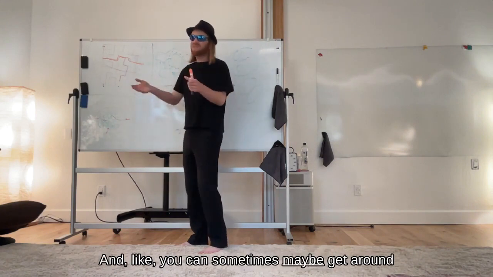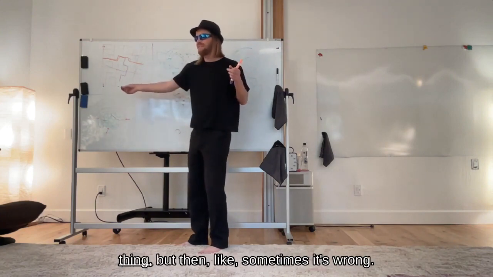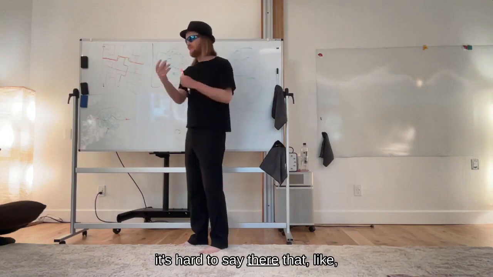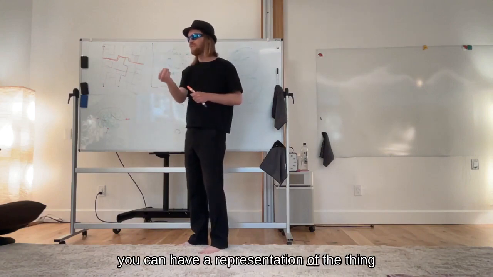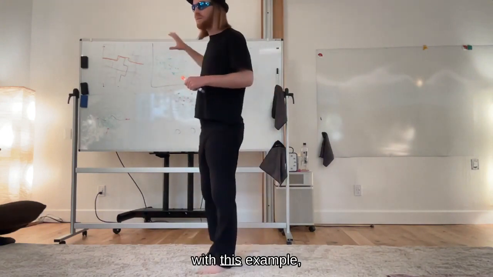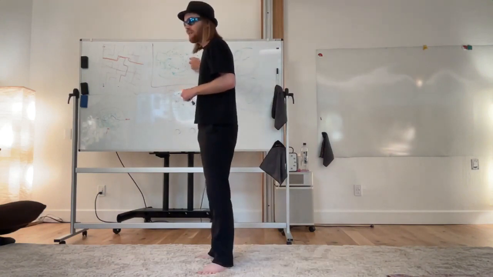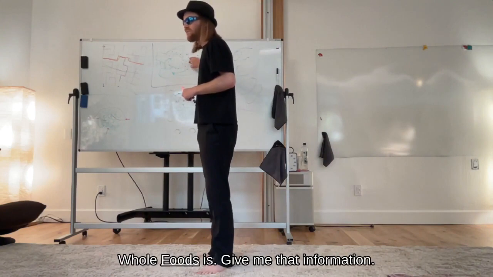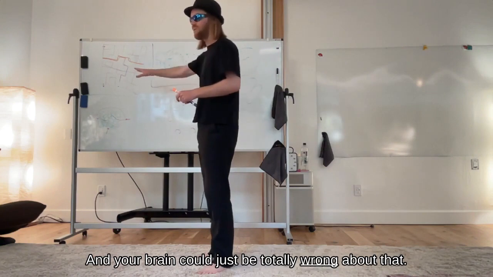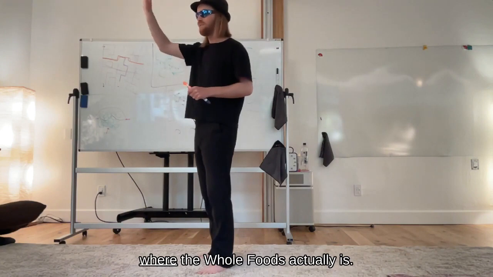And you could sometimes maybe get around that a bit by having some corner cases where it's usually representing the thing, but sometimes it's wrong. But for the most part, it's hard to say that you can have a representation of the thing that's wrong about it. Whereas here, with this example, you can totally be wrong about it. The general purpose search can be like, I want to know where the Whole Foods is. Give me that information. Go pull that out of your brain, and your brain could just be totally wrong about that. Your cached value of where the Whole Foods is could not at all match where the Whole Foods actually is.